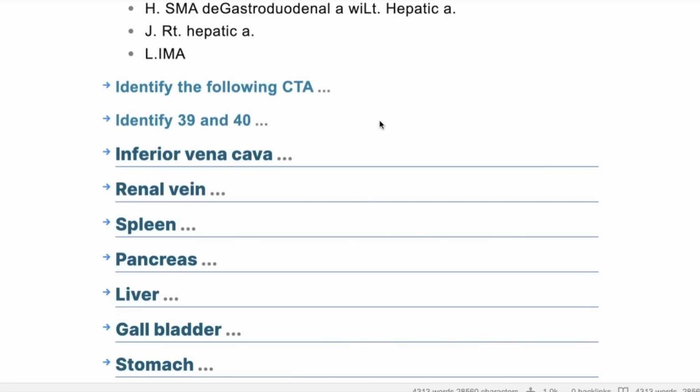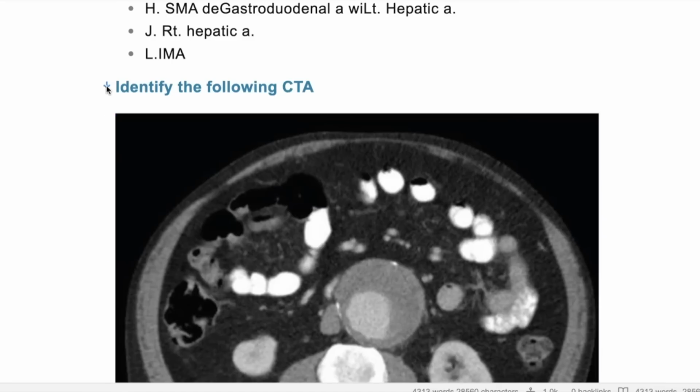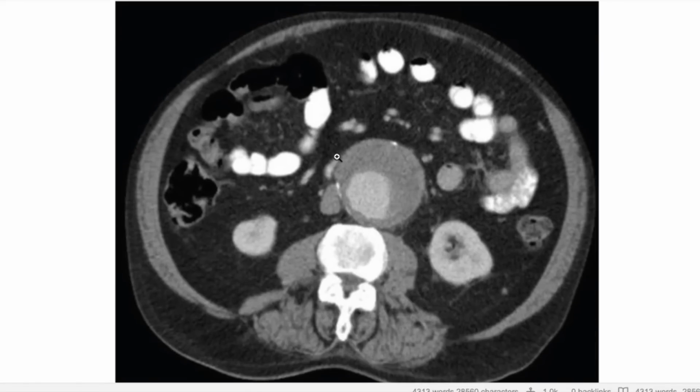Just a few questions. So this is a CT angiogram. Can you tell me the abnormality that you can see?